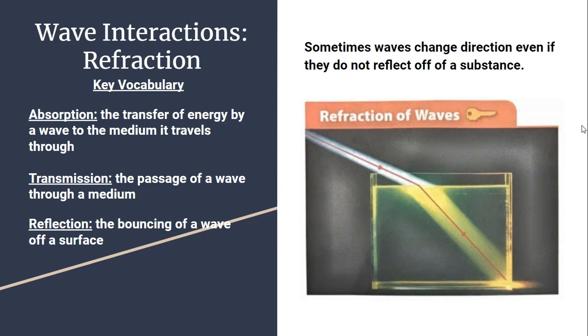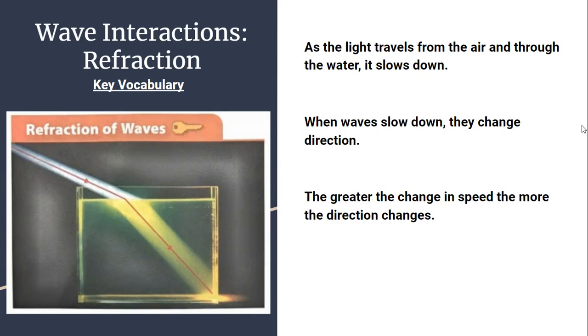Waves sometimes change direction even if they don't bounce off of the substance. Here you can see a light wave interacting between air and water. As that light wave starts to transmit through the water, it gets bent. That light wave slows down. It changes speed. As that speed gets slower and slower, the direction of the wave also changes. And the greater the change in that speed, the more that direction changes, and the more that light gets bent.